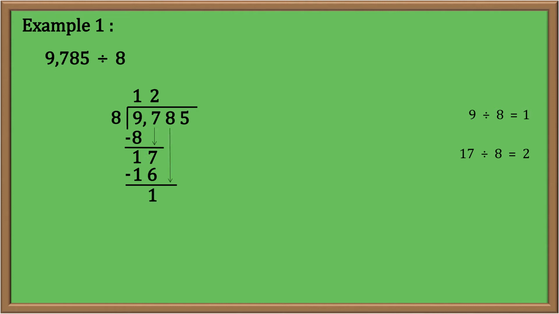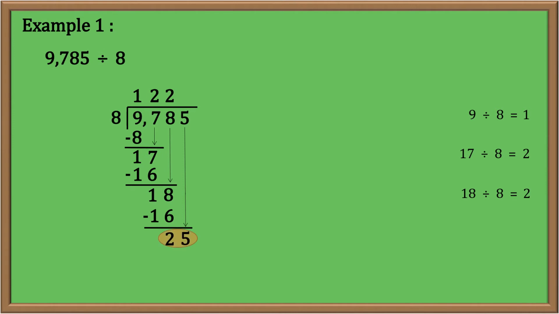Next, bring down the digit 8 and divide 18 by 8. When you divide 18 by 8, again the quotient is 2 as 8 2s are 16, which is closest to 18. So write the quotient 2 above 8 and 8 2s are 16, write below 18, subtract to get the remainder 2. Now bring down the last digit in the dividend, 5.